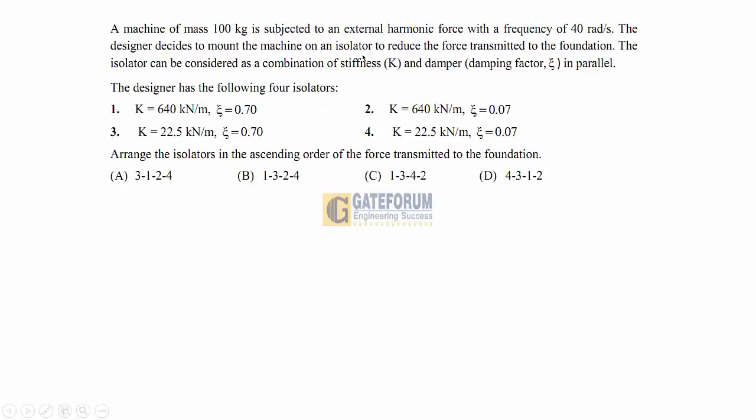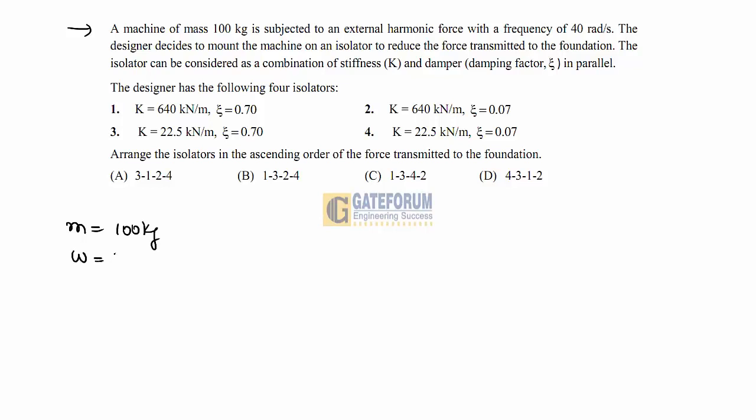This question is from the topic vibrations, from the subtopic forced vibrations. A machine of mass 100 kg is subjected to an external harmonic force with a frequency of 40 radians per second. So the mass of the machine is 100 kgs.